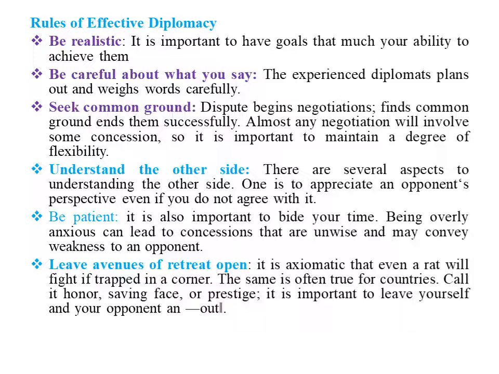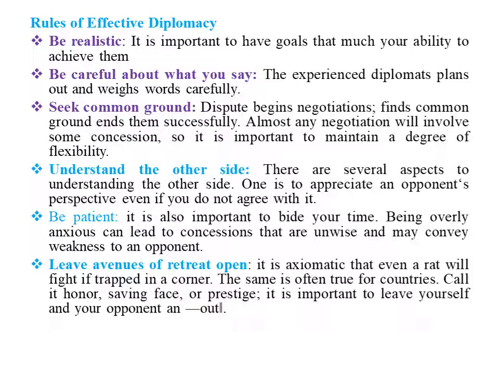Rules of effective diplomacy. So እነዚህ በዚህ ፓርት ደግሞ አንድ ዲፕሎማሲ ኢፌክቲቭ የሚያደርጉት ሩሎች ወይም ክራይቴሪያዎች እናያለን። መጀመሪያው the process of diplomacy should be realistic, which means that it is important to have goals that match your ability to achieve them. So በዲፕሎማሲ ፕሮሰስ ውስጥ የሚቀመጡት ጎሎች በሙሉ አቺቬብል መሆን አለባቸው based on the capacity and the ability of that state or that diplomat. The other thing, be careful about what you say.